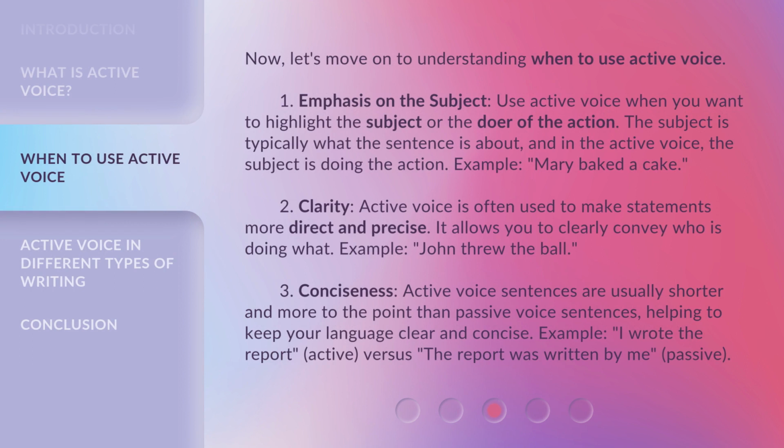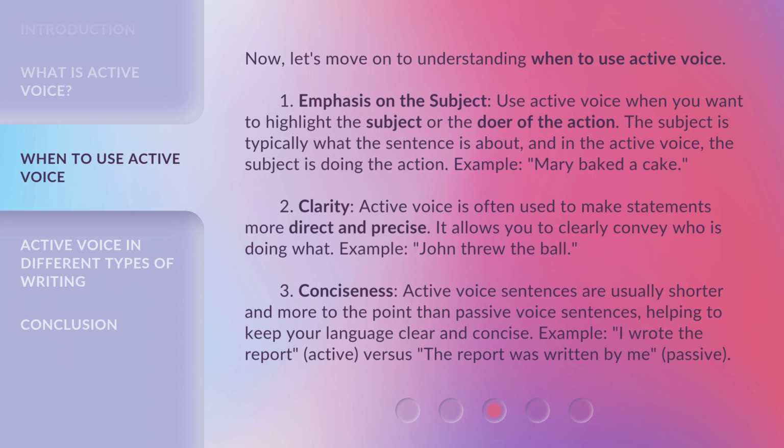Now, let's move on to understanding when to use active voice. 1. Emphasis on the subject. Use active voice when you want to highlight the subject or the doer of the action. The subject is typically what the sentence is about, and in the active voice, the subject is doing the action. Example: Mary baked a cake.